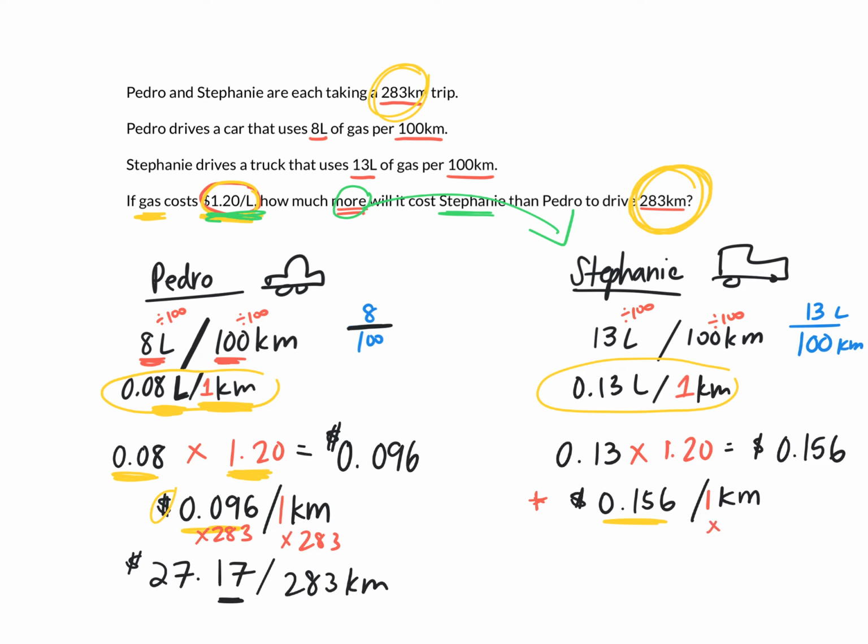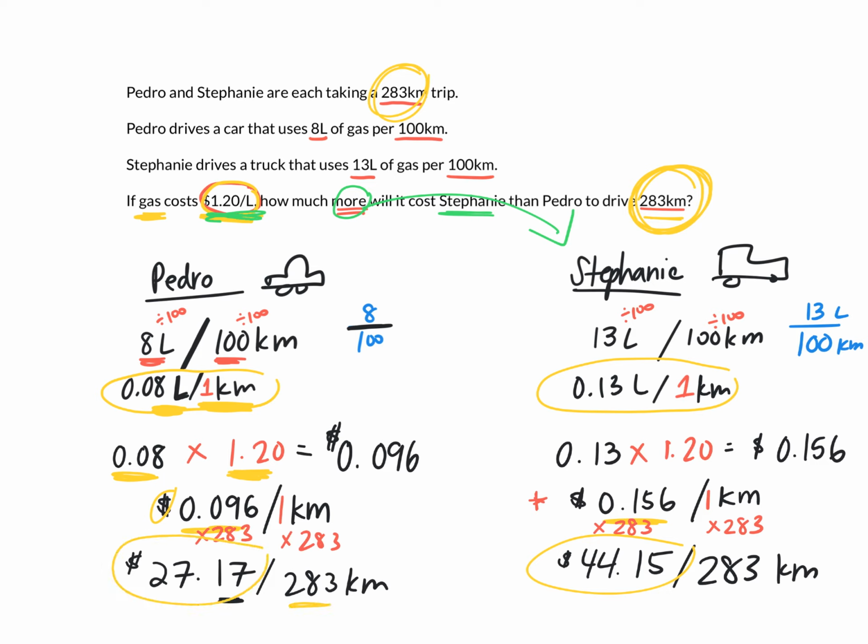And we're going to do the same thing here. Instead of figuring out for 1 kilometer, we're going to figure out what it is for 283 kilometers, because that's the rate we want to know. So I multiply 0.156 times 283, and if I calculate that, I get $44.15. So Stephanie's spending $44.15 on gas for a trip where she's traveling 283 kilometers. Pedro's spending $27.17 on gas for a trip that is 283 kilometers.